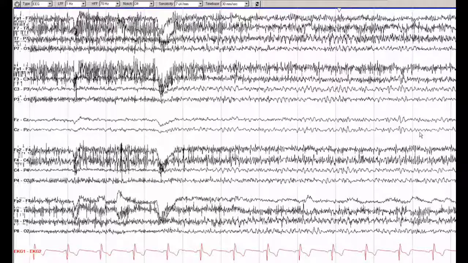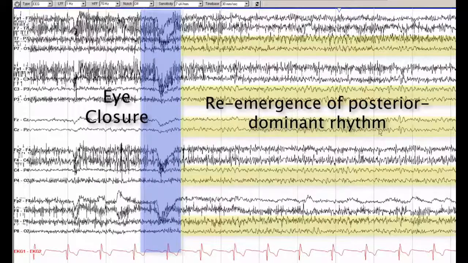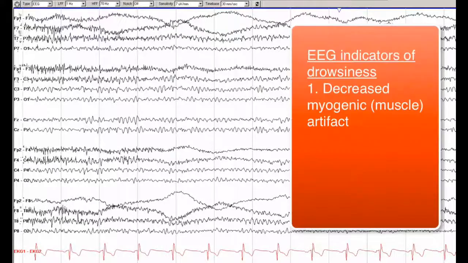As we move forward, we see some eye closure, and the posterior dominant rhythm becomes more augmented and easier to see. Then, over the next 10 or 15 seconds, we start to see a few changes. First, we see decreased myogenic or muscle artifact, which might suggest that this patient is relaxing and possibly going into a decreased state of arousal. This is one of the earliest indications that drowsiness might be starting.